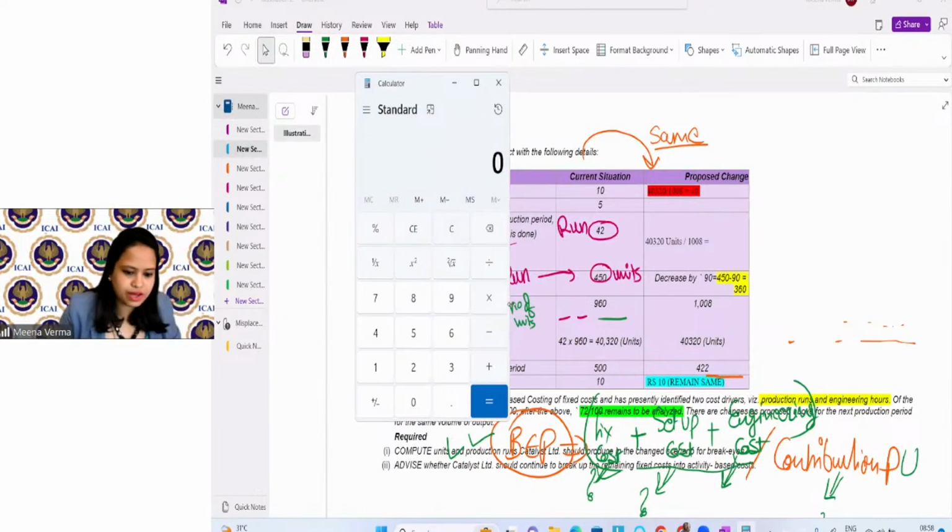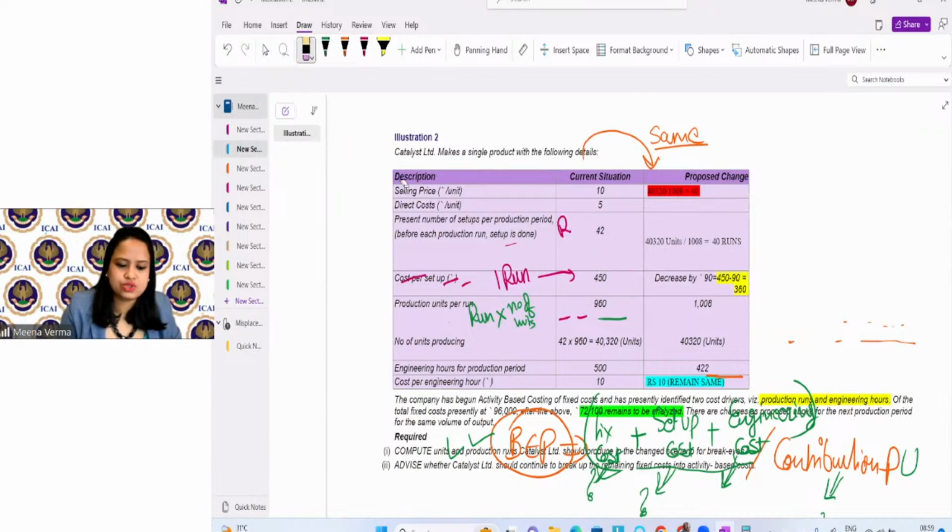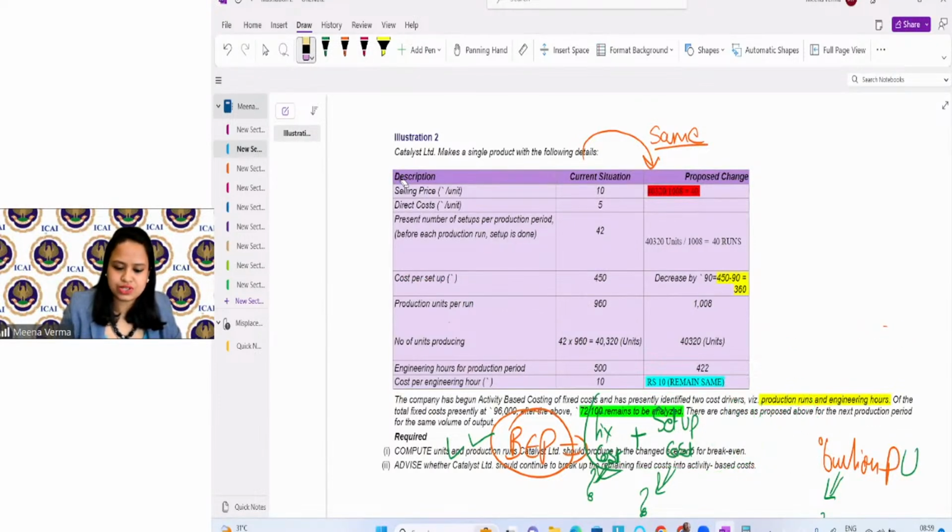Okay, so what do we have here? 40320 divided by 1008. 40 runs. So in how many runs are we running? 40 runs. Done. Okay. So why have we calculated this? We have calculated this to find out the setup cost. This value will give you the setup cost. You can see in the question we need the setup cost.